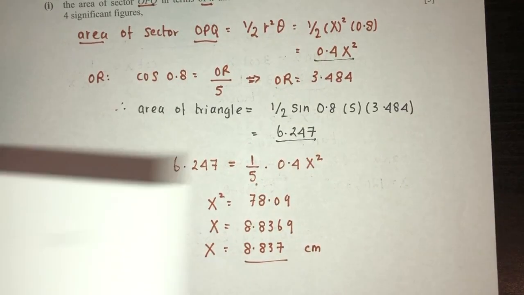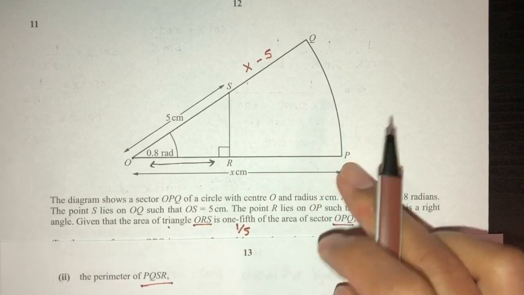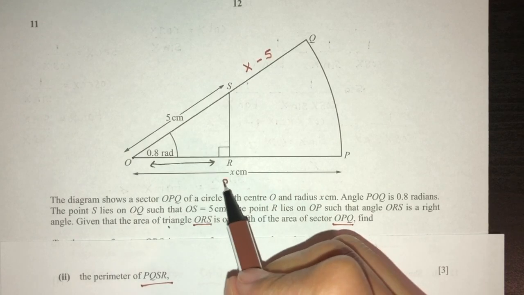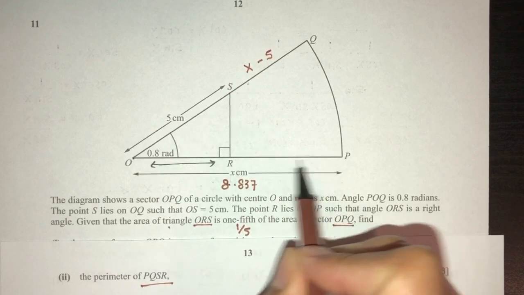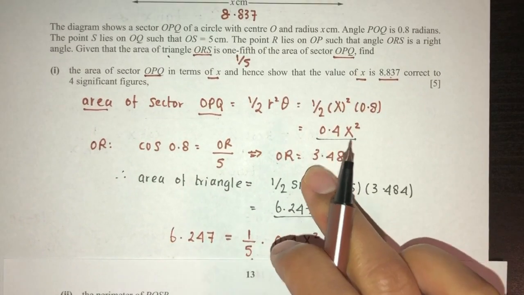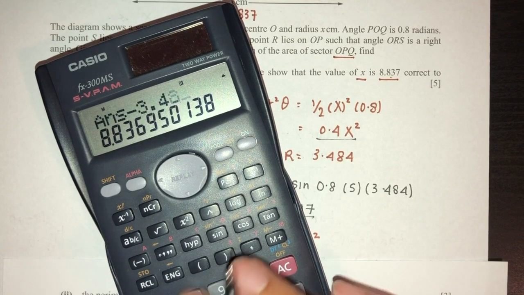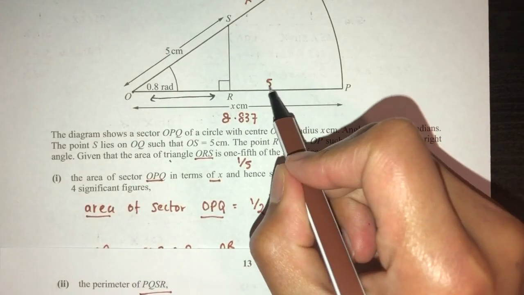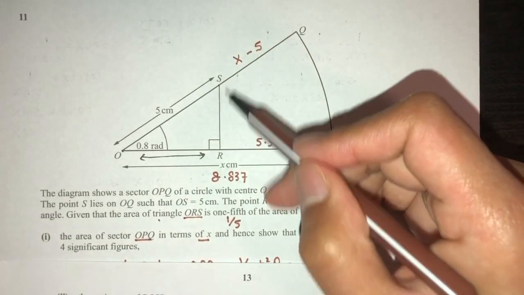Now next question is we have to find the perimeter of PQSR. So PQSR will be this, this, and this. Now we know the value of x is 8.837. So what is this side? This will be this minus this. We have seen that OR has been given to you by 3.484. So let's do that. Minus 3.484. That should be 5.353. And how about this side?